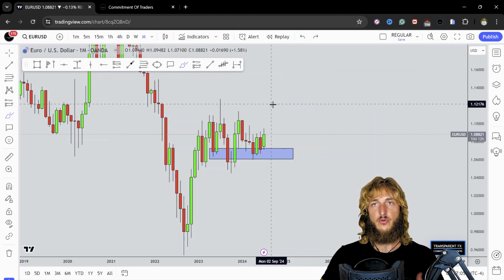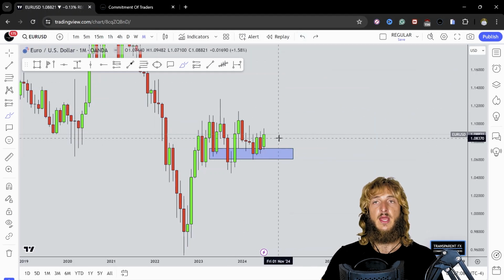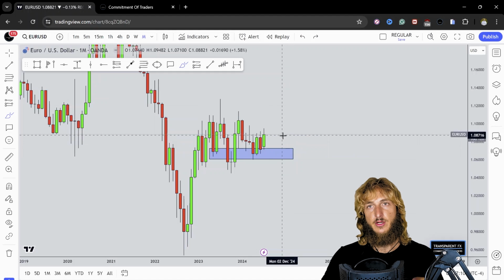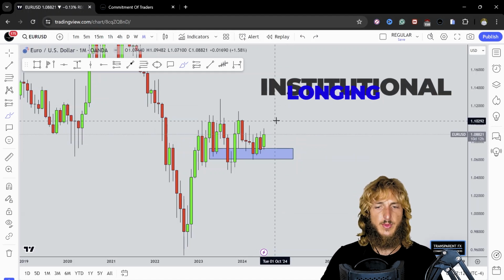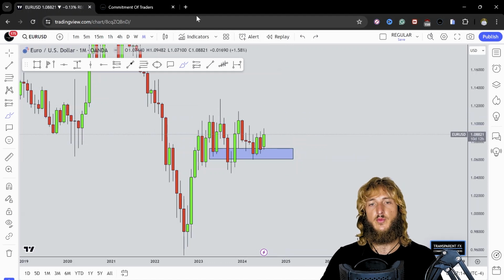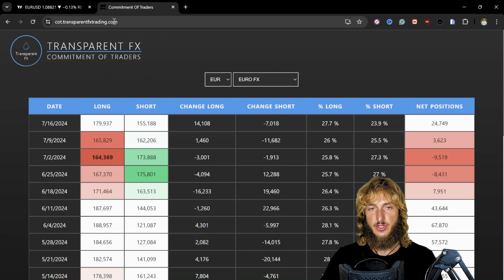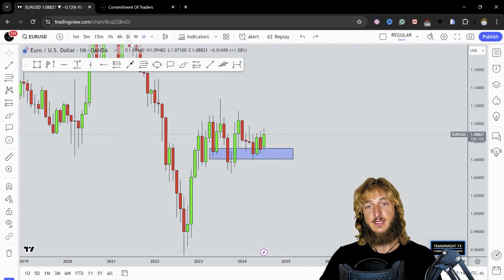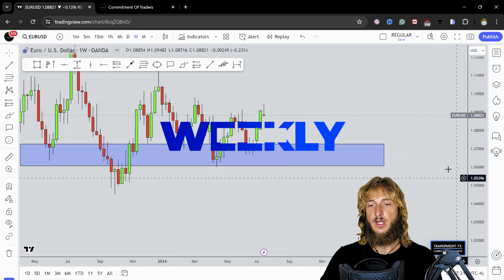because inside of a confluence of support zone like we have here, there is an increased probability of seeing institutional longing. And we will be speaking about institutional longing in just a few minutes when we move to the commitment of traders analysis. But for now, let's keep this in mind and drop down on the weekly time frame.